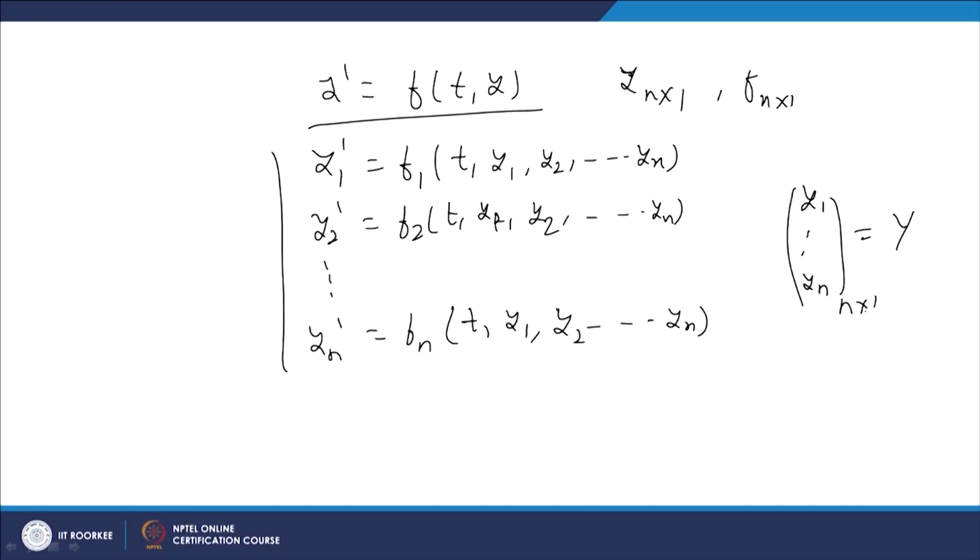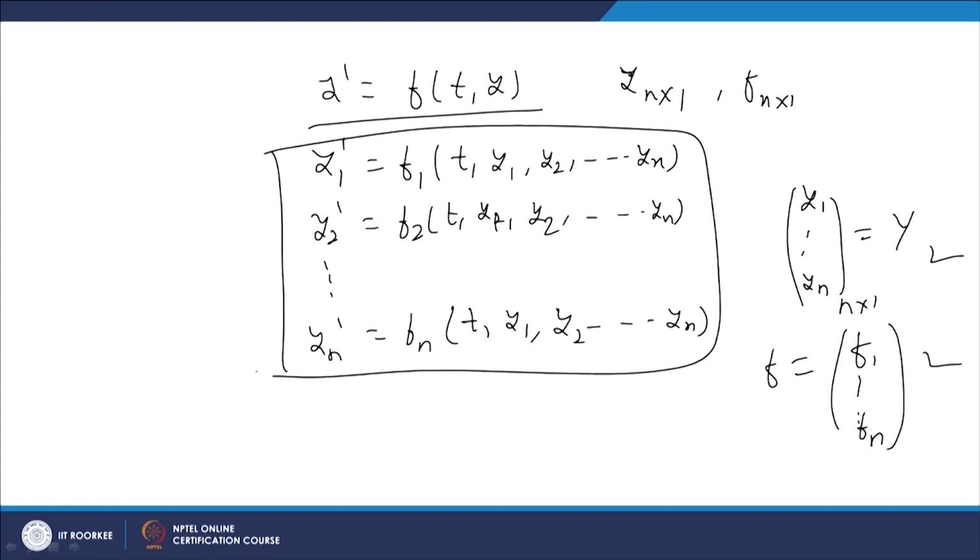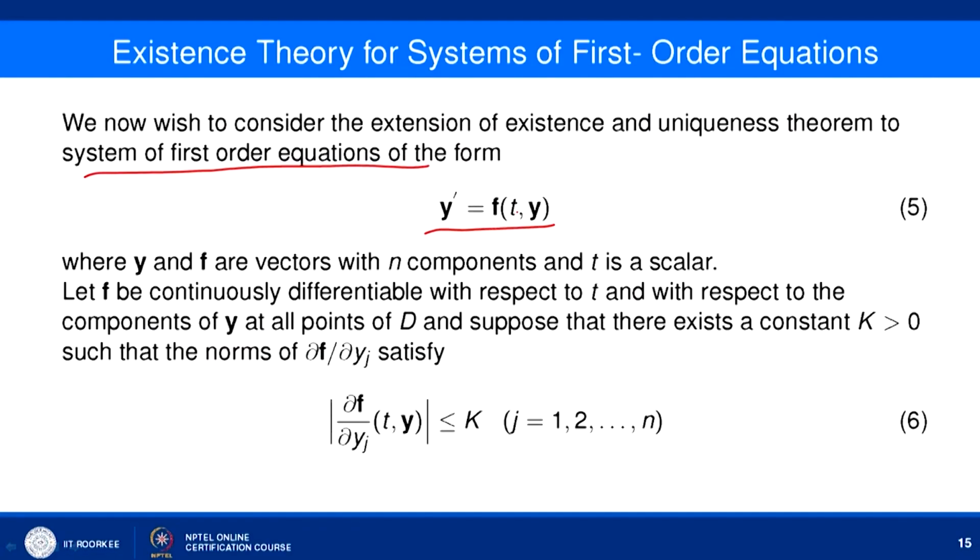So here we can write y1 to yn as y, which is n cross 1. Similarly we can write f as f1 and so on up to fn. If we use the vector notation, then we can write this system of first order equations as y dash equal to f t y. That represents the system of first order ordinary differential equations, and here we assume that f is continuously differentiable with respect to t and with respect to the components of y at all points of D, and suppose that there exists a constant k greater than 0 such that the norms of del f by del y j satisfy the following condition.